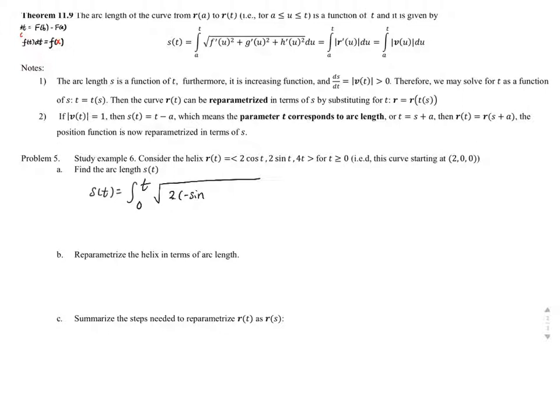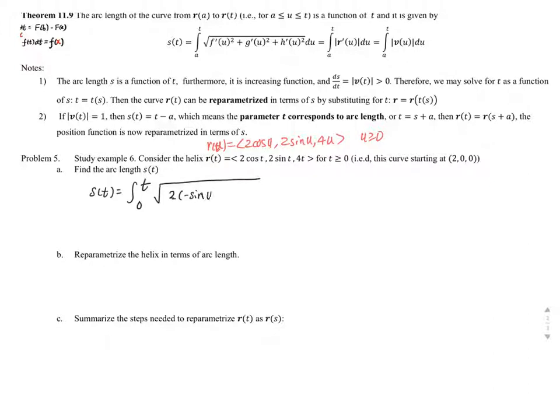Instead of using t, which is fine, sometimes you might want to think about this as u. So think about this: r of u equals 2 cosine u, 2 sine u, 4 times u, for u greater than or equal to 0. They're the same thing. I just don't want you to get confused by the variable on the upper limit and the variable of integration, so it's probably better to change this to u. That's what I'm doing.